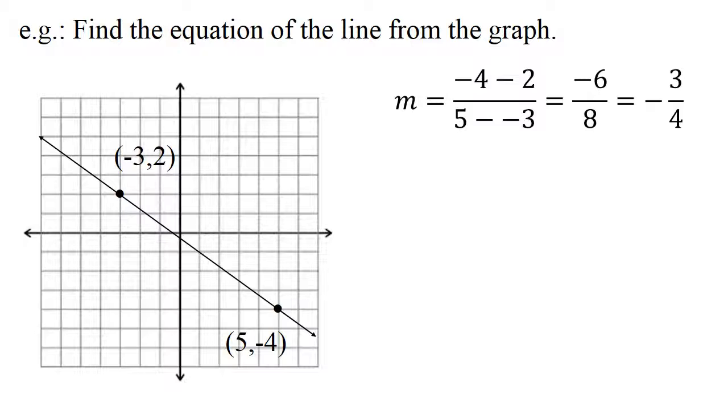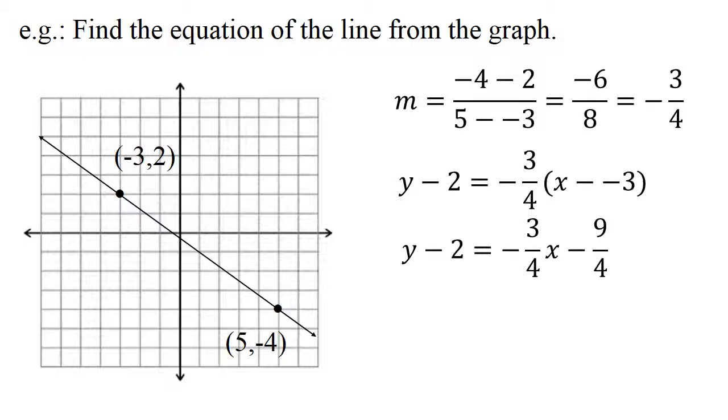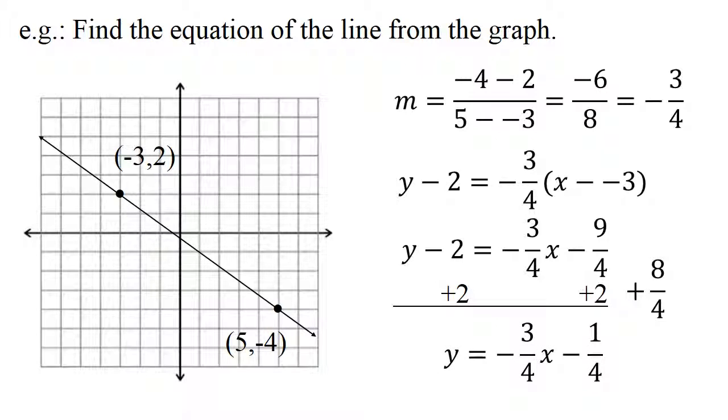And then I'm going to use the (-3, 2) point and the slope, and I'm just going to find the equation using the point-slope form. So plug those numbers in. I want to distribute the -3/4 to x, and then -3/4 times 3, well, that's going to be a +3, so -3/4 times +3 is going to be -9/4. Add 2. Remember, 2 is the same as 8/4. So combine, add those fractions together, and you get y equals -3/4 x minus 1/4.